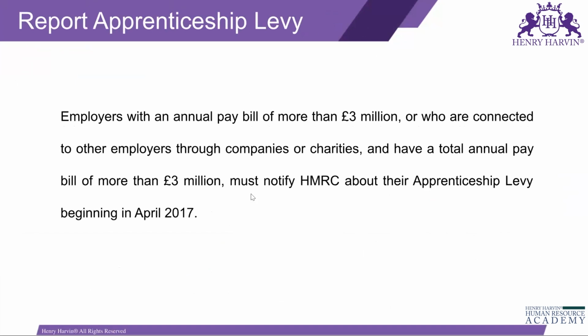Employers with an annual pay bill of more than £3 million, who are connected to other employers through companies or charities and have a total annual pay bill of more than £3 million. Okay, so if the organization's bills, that is the HMRC payments, are more than £3 million in a year.